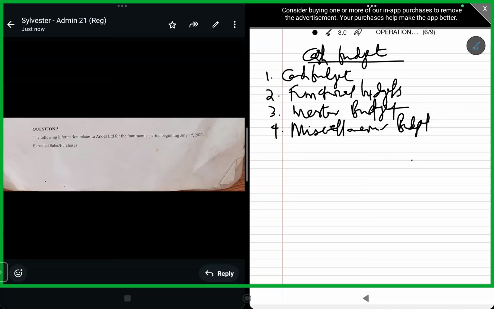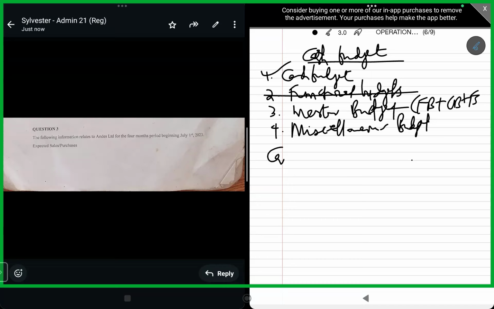Today, we are done with the functional budgets, right? So master budget is when we have the functional budgets and prepare financial statements. So in the master budget, we can have the functional budget, we can have the cash budget, then we can have the financial statements. That's the master budget. And there could be other types of budgets depending on the objective of the organization.